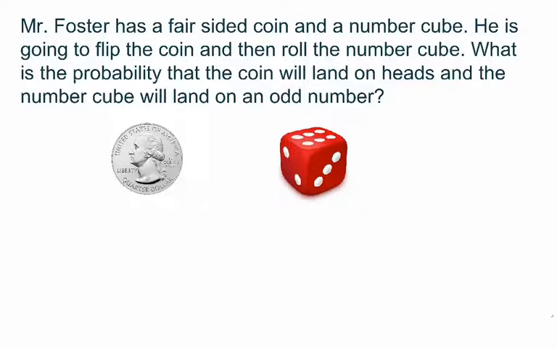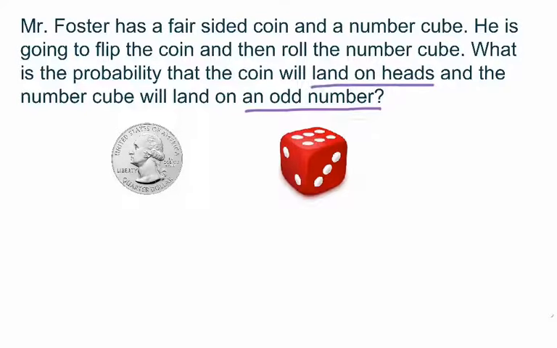So when we solve for probability of a compound event, we need the probability of the first event, the probability of the second event. We multiply them, and then we make sure our answer is simplified. So when we look at this, it says the first event is what is the probability that the coin will land on heads. And then the second event is, and the number cube will land on an odd number. So let's get the probability of the first event.